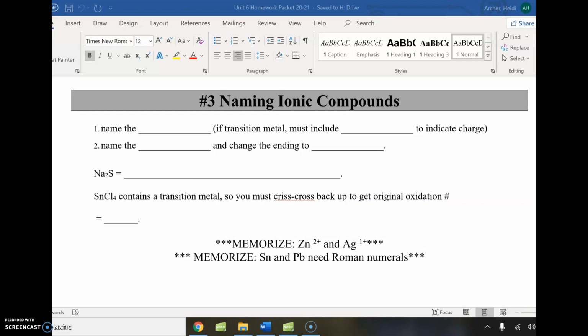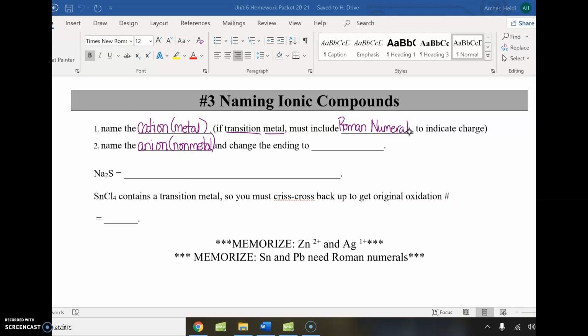So when we name the ionic compounds, we're going to write our cation first. Again, that's your metal. And then we're going to write our anion second. And again, that's your nonmetal. Okay? Your cation, if it is a transition metal, you will also include a Roman numeral in parentheses to indicate its charge. And we'll talk about how we figure that out in just one second.